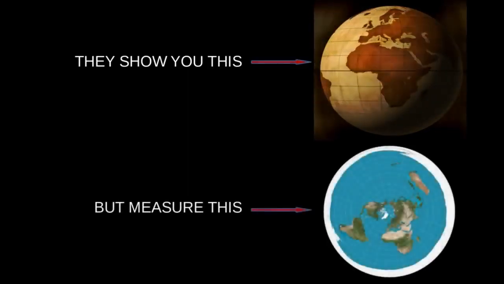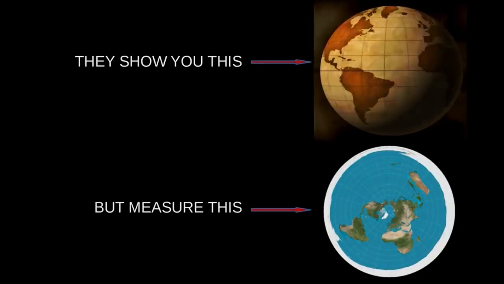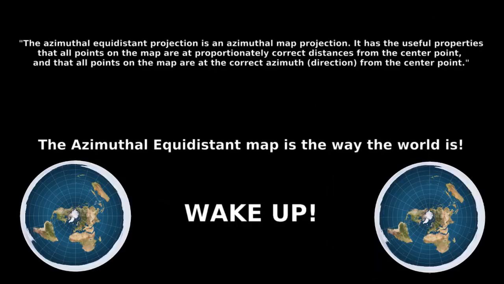So they show you this, the globe spinning ball in space, but they measure this, the flat Earth. So all the conversions which we'll be talking about are based from the flat Earth map to the globe Earth. The flat Earth map came first. The azimuthal equidistant map is the way the world is.